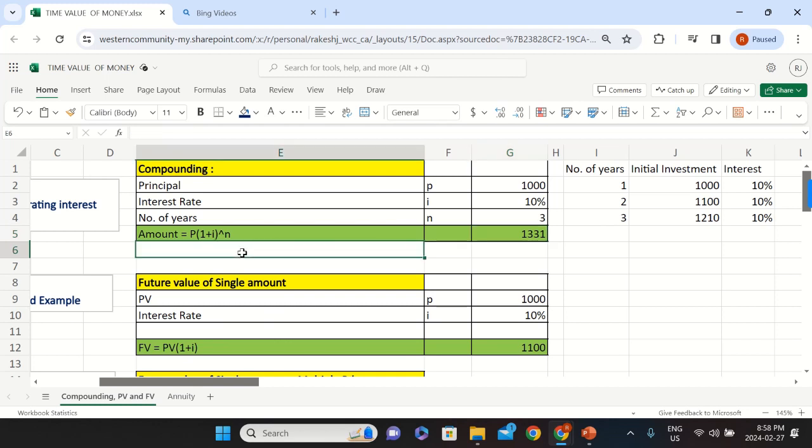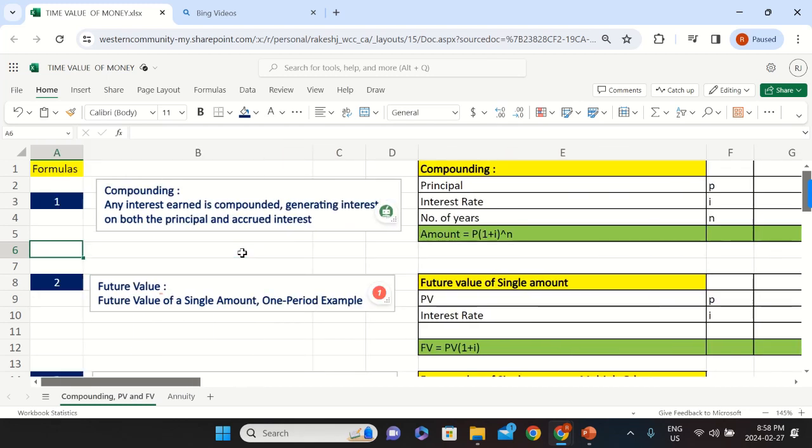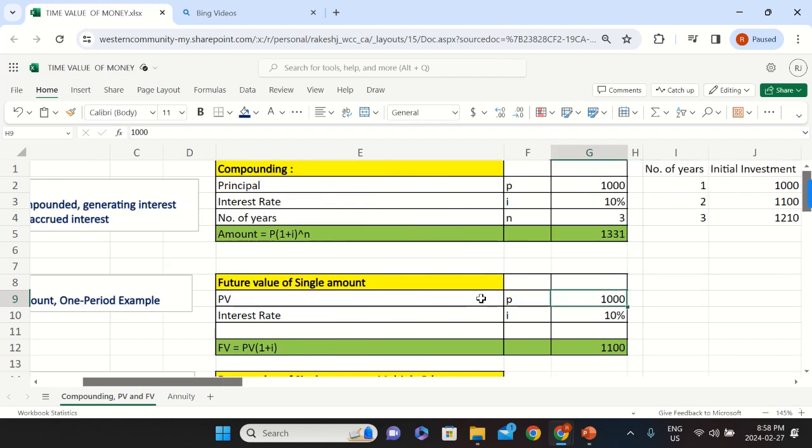The second formula we have here is the future value. What is the meaning of future value? This is totally based upon the time value of money. Future value means the future value of a single amount. For example, a single amount that we are going to invest today for one period. One period means just 1 year. So in this case, $1,000 that we invest today, and 10% is the rate of interest. The formula here is the future value after 1 year, which will be 1100, which we have already calculated here.